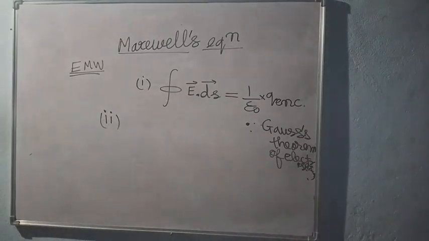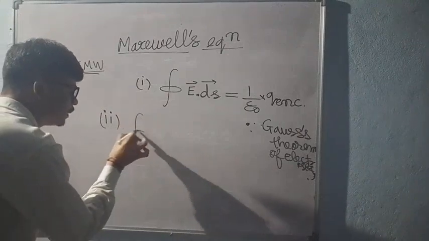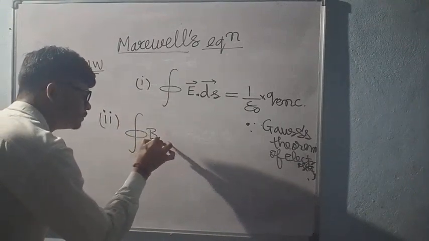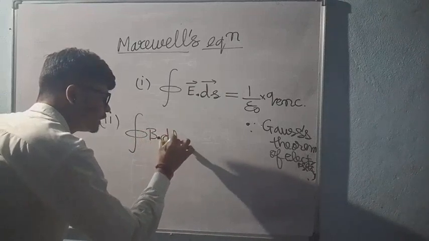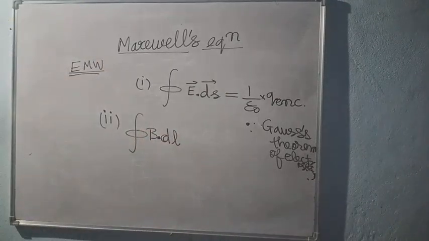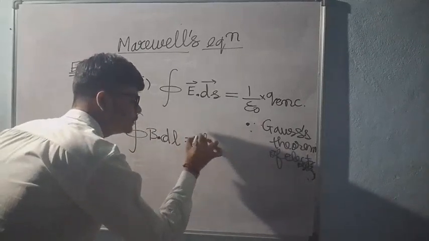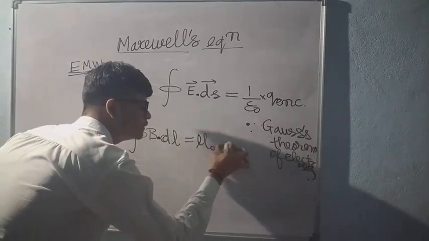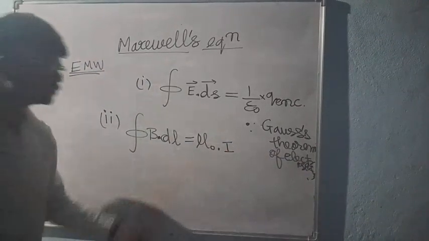Maxwell had given the closed line integral of B with respect to the small length element dl is mu naught times the total current enclosed. So what is this total current?